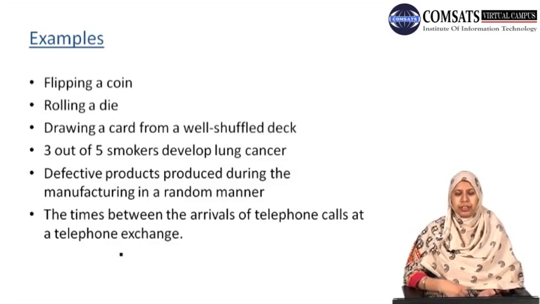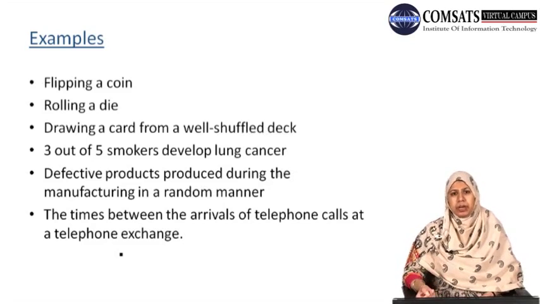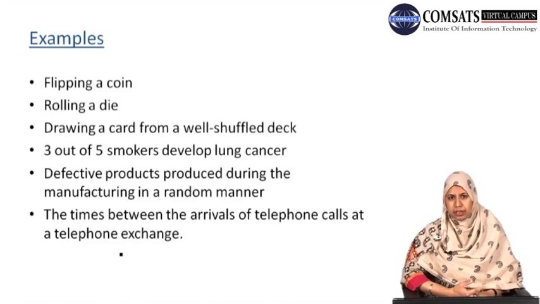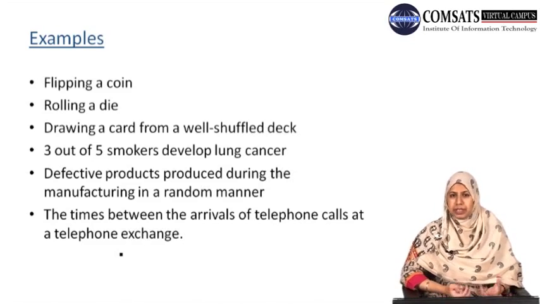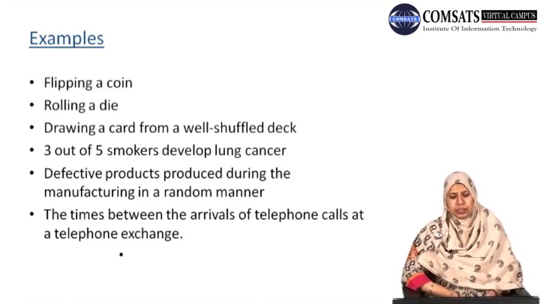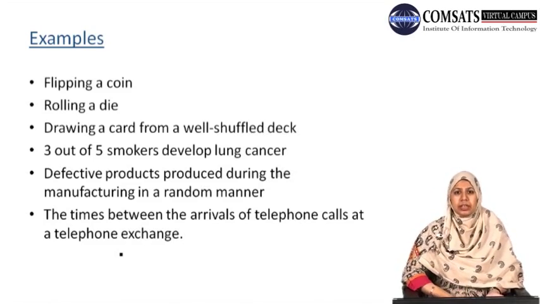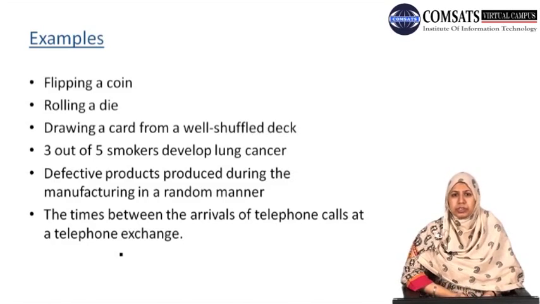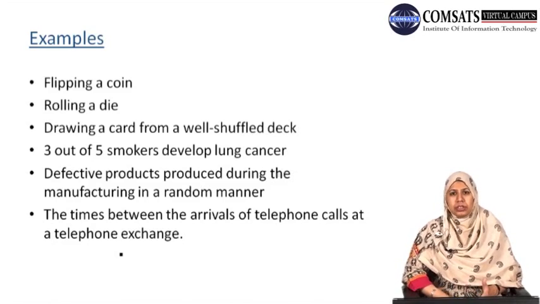That is, we have picked up or drawn a random card from a well-shuffled deck, and we do not know which card it will be. For example, 3 out of 5 smokers develop lung cancer. The number of possible outcomes is again known, but the process which is happening is a random experiment. It may happen that 3 smokers develop lung cancer, or 4 smokers develop lung cancer, or all of the 5 smokers develop lung cancer. So we cannot say with certainty what will happen in the future, but we know the maximum possibilities which may happen.